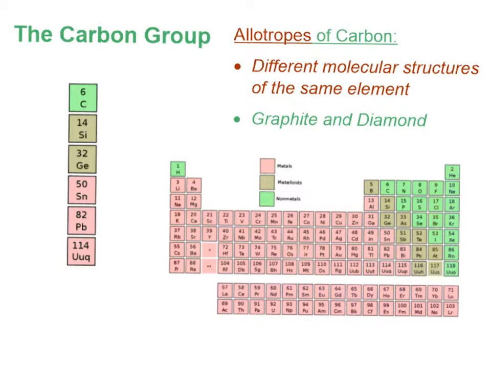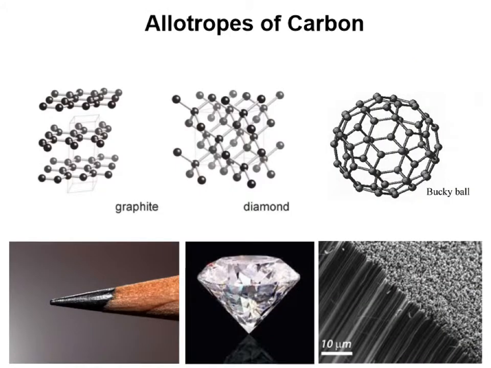What about elemental carbon? Well, did you know that both graphite, like the graphite in your pencil, and diamond, you all know what a diamond is, those are both elemental carbon. Wow, they're really different, aren't they? We call graphite and diamond allotropes of carbon. An allotrope is simply a different molecular structure of the same element. Let's take a look at these allotropes of carbon.